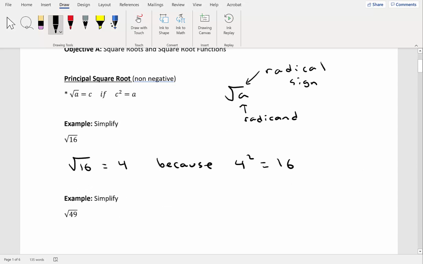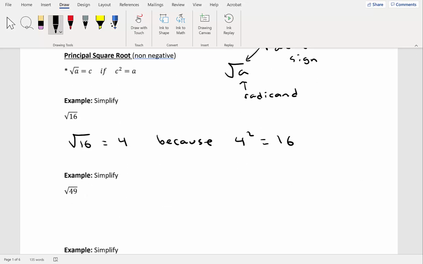Okay. Let's take a look at the next one. So square root of 49. Try and find a number raised to the second power that gives us 49, which in this case would be 7. So this is because 7 raised to the second equals 49.